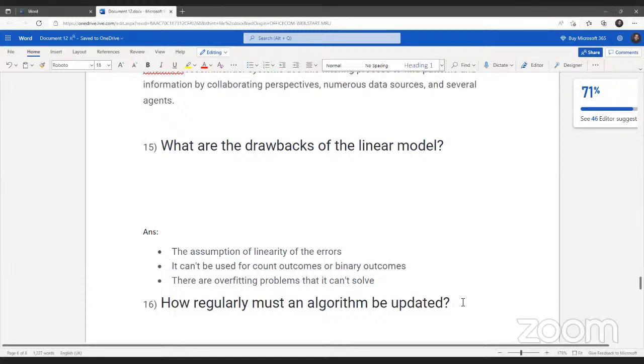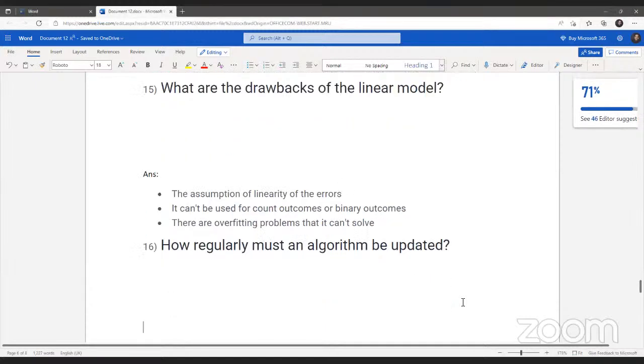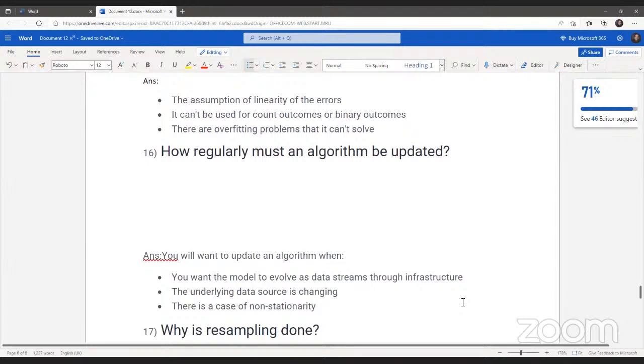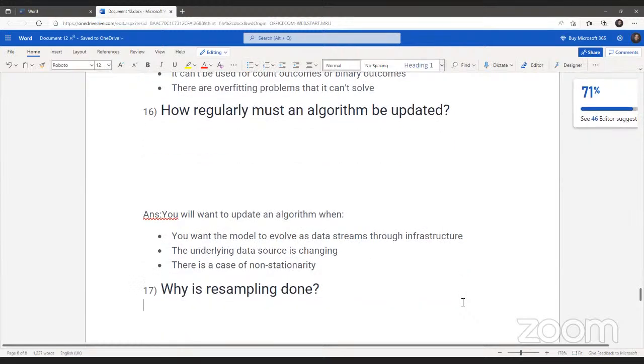As we look into this, how regularly must an algorithm be updated? You will want to update an algorithm when you want the model to evolve as data streams through infrastructures, when the underlying data source is changing, and if there is a case of non-stationarity. So these were the cases when you need to update the algorithm. So as we jump into the next question, why is resampling done?